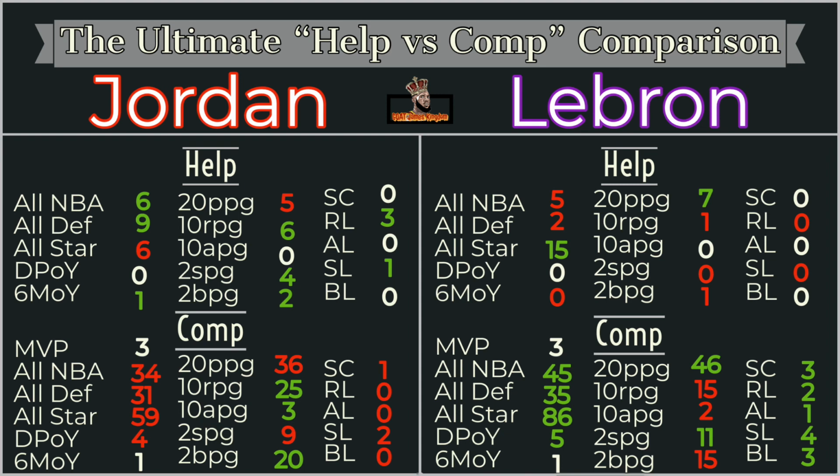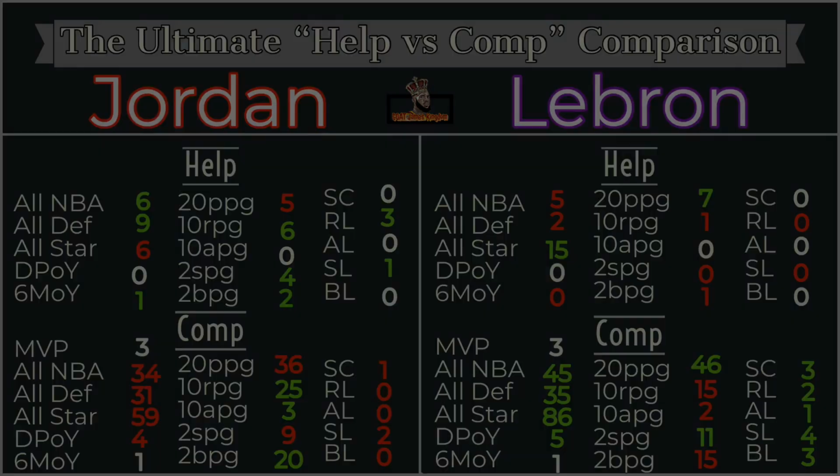Basically, this graph is just showing all of these categories on who LeBron James had on his team, or Michael Jordan had on his team, or who they faced in the playoffs. The red means that they had less, the green means they had more, and obviously the white means it's neutral.